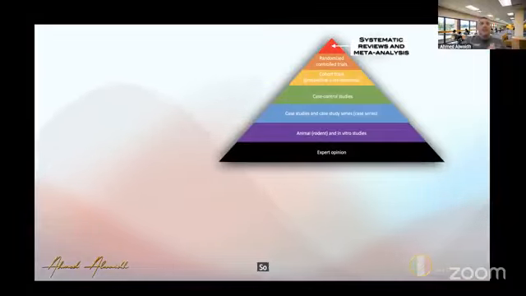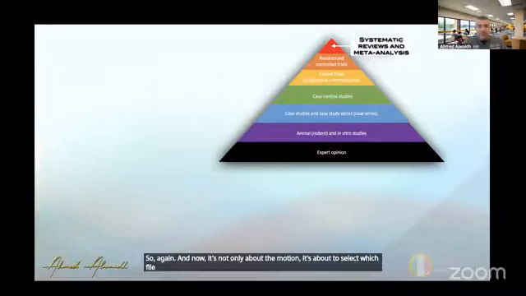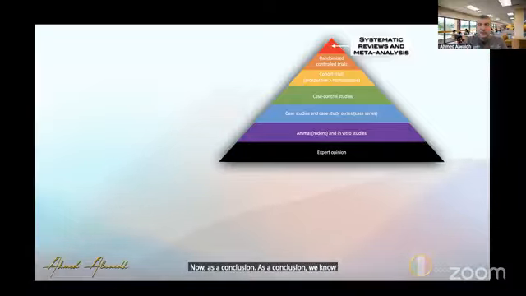So again, now it's not only about the motion, it's about selecting which file for which canal. It depends also on the canal and your preparation size. Now, as a conclusion, we know we have a hierarchy of evidence.